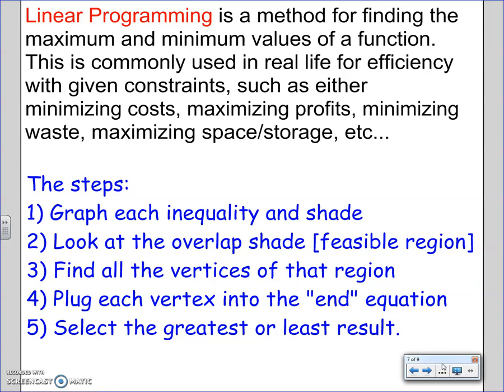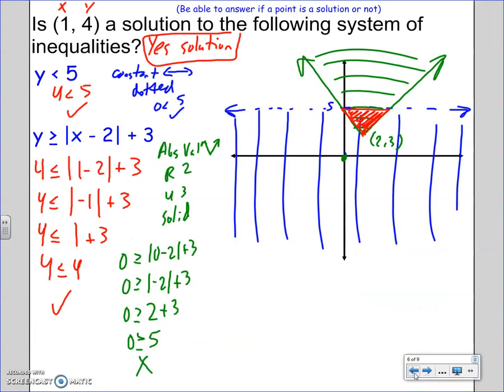Now, when there's a shape, you have to find the vertices of the feasible region. So right here, I'd have to find what, let me put in red, what this point is, what this point is, what this point is.